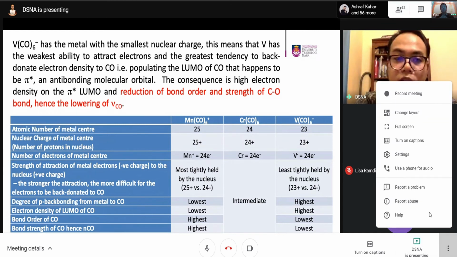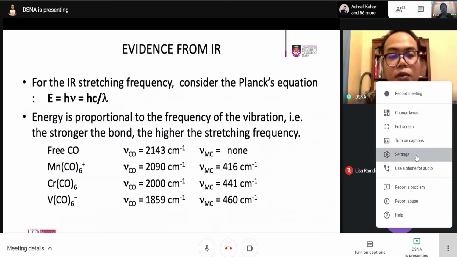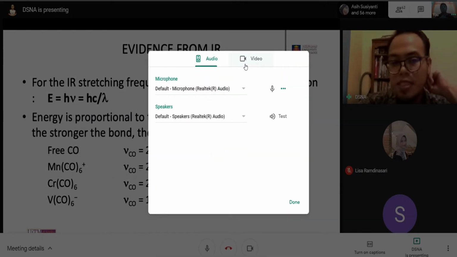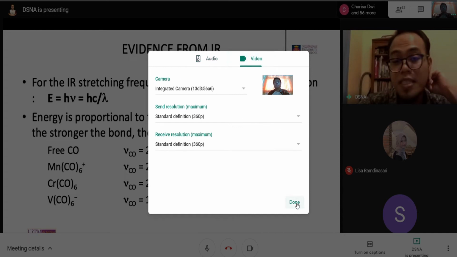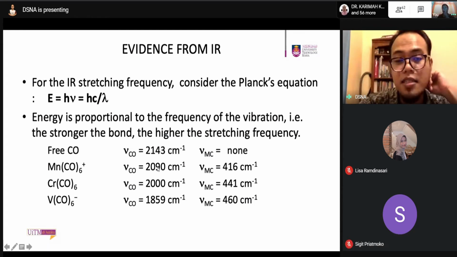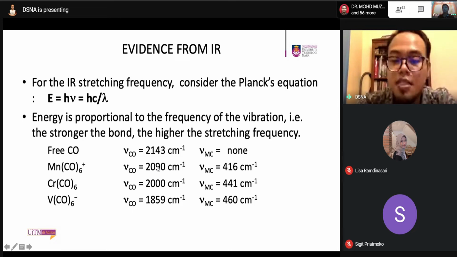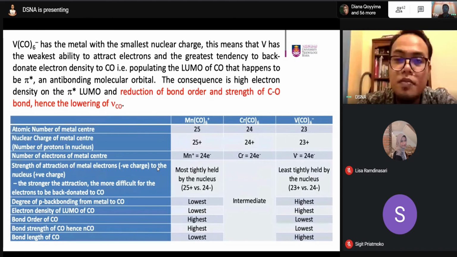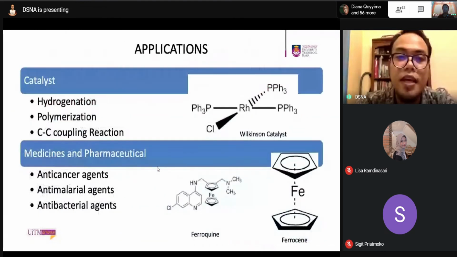So that's why I would like to reverse back to here. That's why when we compare all these frequencies, vanadium has the lowest frequency because it has the weakest bond. So definitely free carbonyl is the highest frequency. Look at this manganese, this is the highest frequency because it does have the strongest bond. Okay.